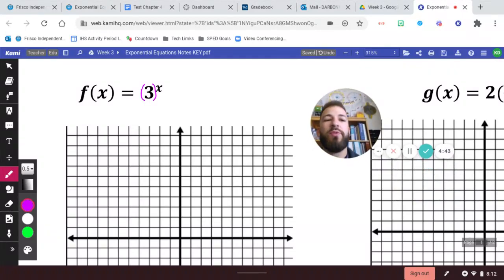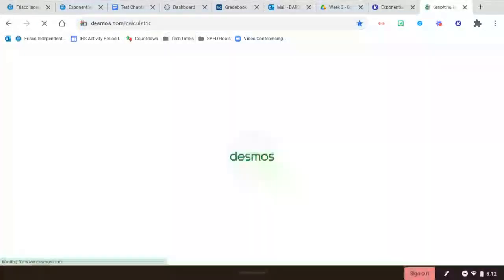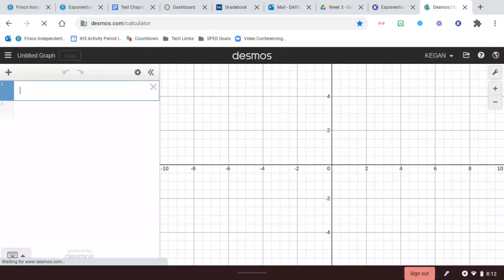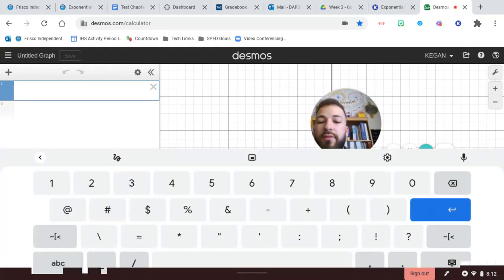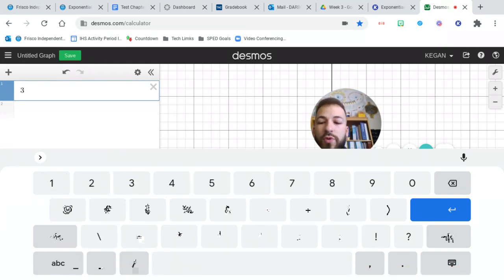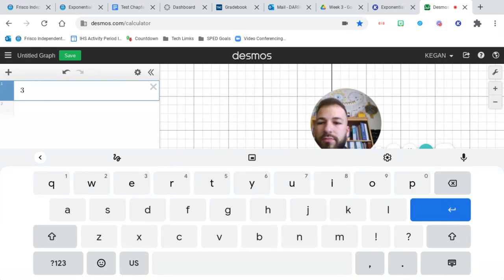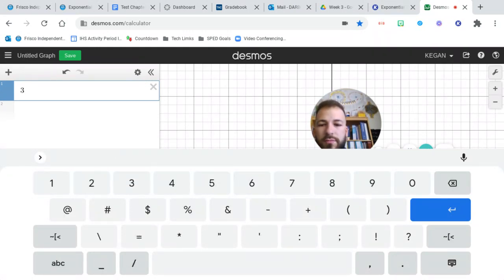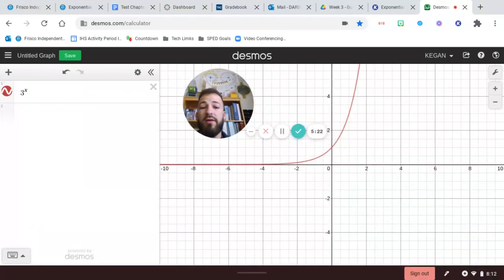I'm just going to show you in your calculator real quick. Okay, we type it in as 3, where's my caret sign? There we go. To the x, like that. Okay, so that's kind of the shape that we're going for right there. That is our exponential function.